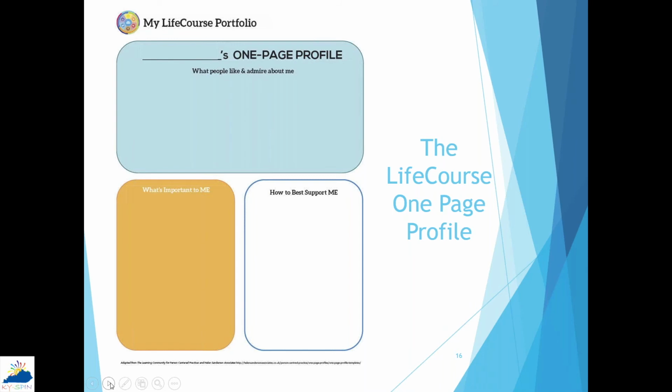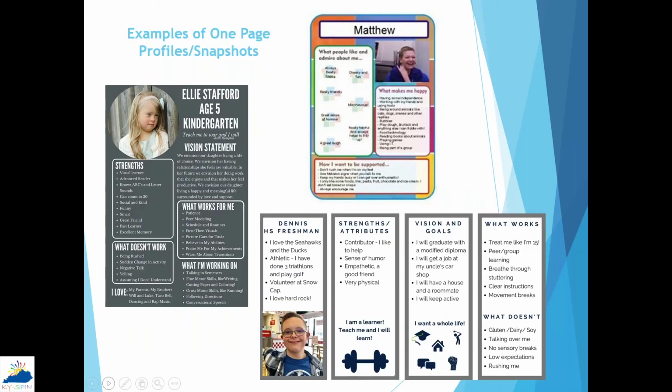But you would put Clayton's one-page profile, and then what people like and admire about me. This could be a really good visual. You could even do this with pictures and different things like that. I think is really, really good. What's important to me and how to best support me. So they've kind of put it in just 3 categories versus the other longer list that we had on the other profile. But I think it's real important to know that there are different templates out there, which I love, because we're not all the same and we all like to look at things differently. And so you have a lot of different choices to choose from.